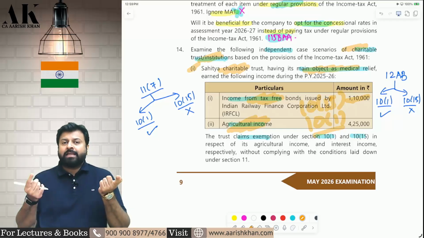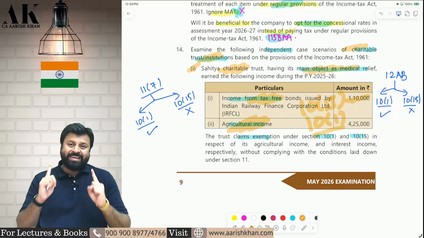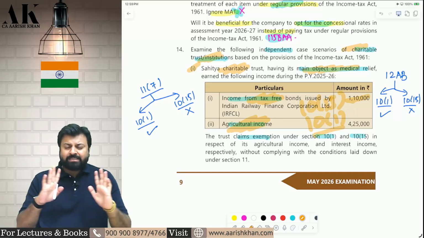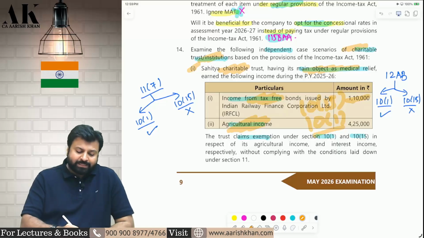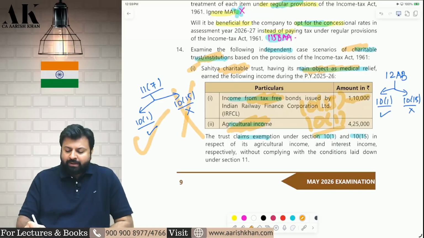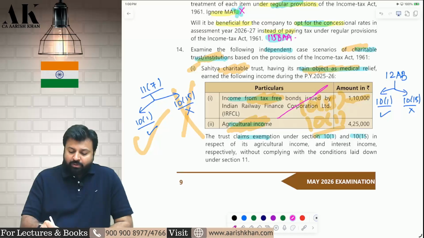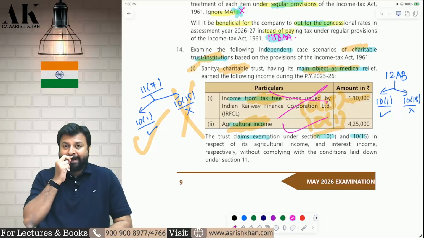I have told you this earlier also in earlier RTPs, that if you are a charitable trust registered under 12AB, then you cannot claim any exemption under section 10 except 10(1). 10(1) you can claim. Therefore, in this case, you can claim 10(1), 10(15) you cannot claim. So the first one you cannot claim, the second one you can claim. I hope it is clear to all of you.